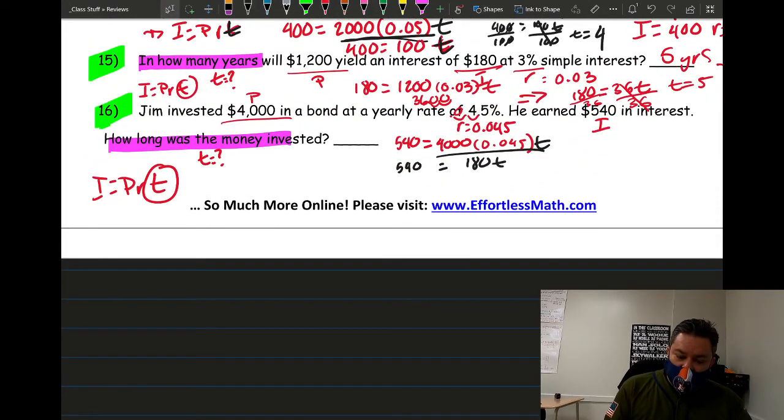Now, the last step is to undo that multiplication by dividing by 180 on both sides. And when you divide 540 by 180, notice you can also delete these two zeros if you want to. We talked about that before. So T equals 3 years.